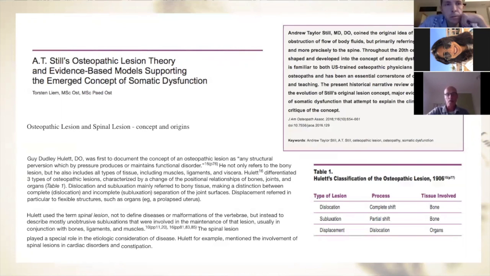Dislocation and subluxation mainly refer to bony tissues, making a distinction between complete dislocation and incomplete subluxation. So that kind of overlapping chiropractic terminology comes in there a little bit. Separation of the joint surfaces, displacement referred to flexible structures such as organs, relaxatrix, for example. So it goes beyond the domain of the osseous lesion. He used the term spinal lesion not to define diseases or malformations of the vertebra, but instead to describe mostly unobtrusive subluxation. So he's looking at moderate degrees of change in the parameters of movement, the dynamic profile of the actual vertebra, usually in conjunction with the muscles, ligaments, bones, etc., and how that may relate to the consequence of etiological disease. So again, under that table there: dislocation, subluxation, displacement, tissue involved, bone, tissue, organs, etc.